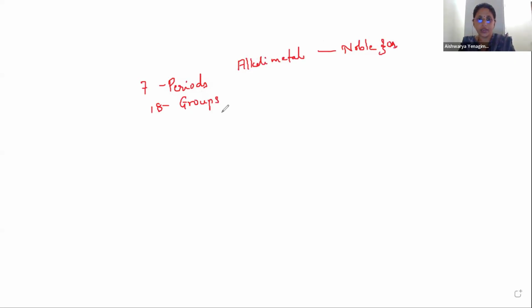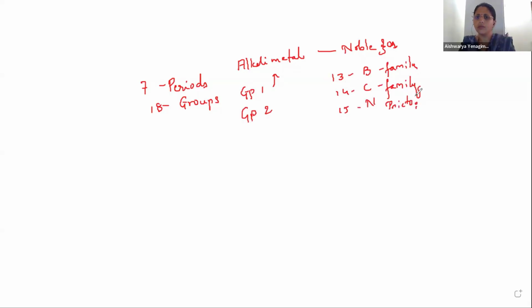Then if you look at the groups, there are 18 groups and each group has typical names. For example, group 1 is called alkali metals. Group 2 elements are called alkaline earth metals. Group 13 elements do not have any typical name, but we call them by the name of the first element, boron family. Group 14, we call carbon family because the first element is carbon. Group 15, we call nitrogen family, or they are also called pnictogens.